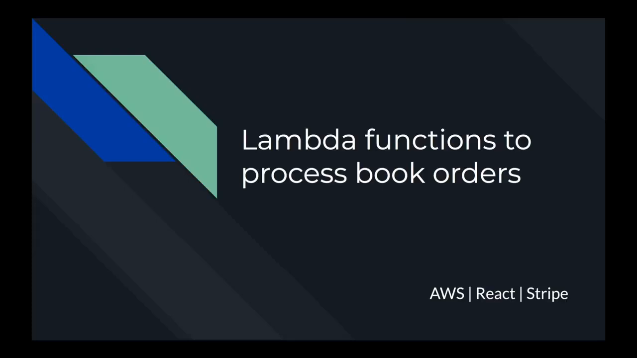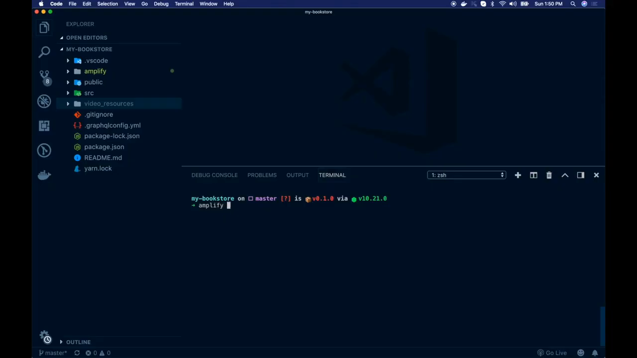Next, let's add two Lambda functions to process a book order. Now, when a user adds the required books to the cart and then press checkout, we have to do two things. Number one, we will charge the user using Stripe. And number two, we will create the order and then we will link the order with the books that he requested. To handle these two activities, we'll use pipeline resolvers in AppSync. More on that later.